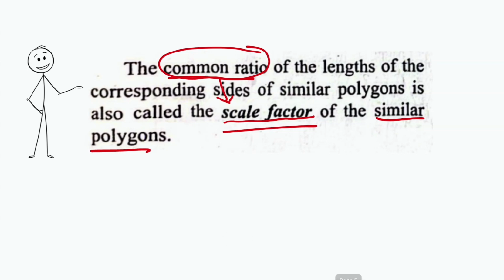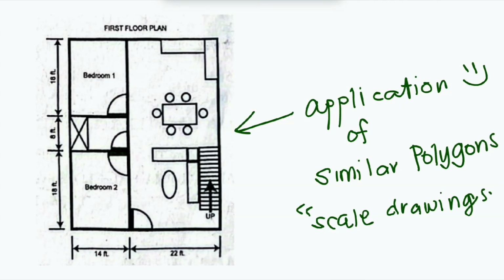Another thing that we have to appreciate in this particular topic is the application of similar polygons. One important application of similar polygons is scale drawings. When you see a blueprint, like this one, the floor plan and the road maps are examples of a scale drawing. The unit of measure in a scale drawing is different from its actual unit of measure.